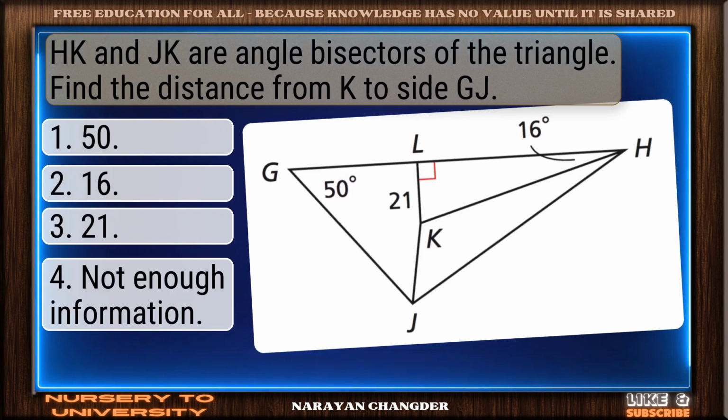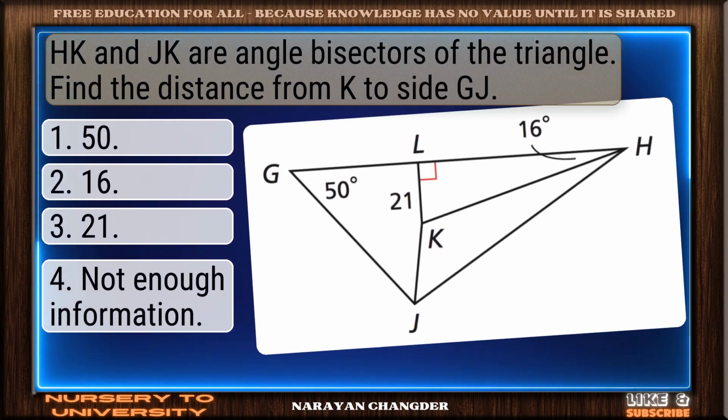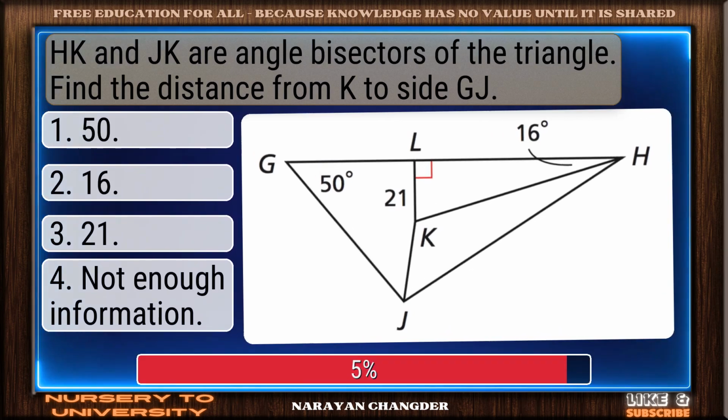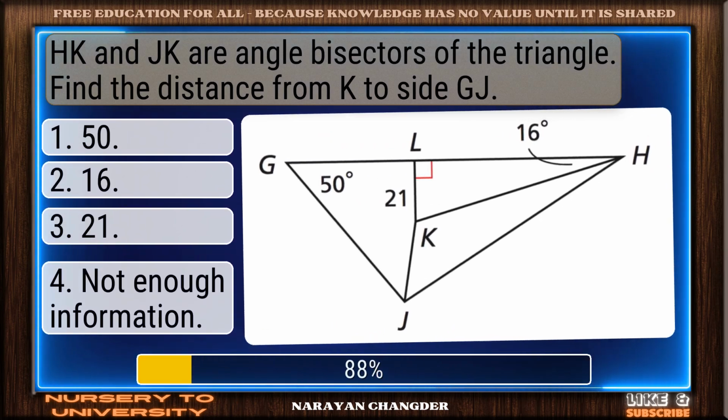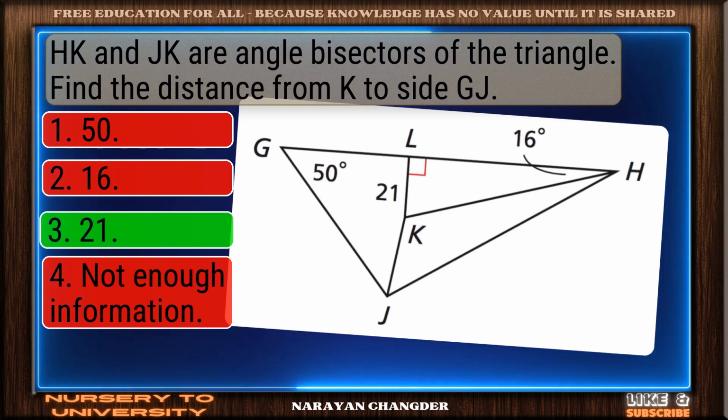Question number 4. HK and JK are angle bisectors of the triangle. Find the distance from K to side GH. Excellent choice. 21 is the right answer.